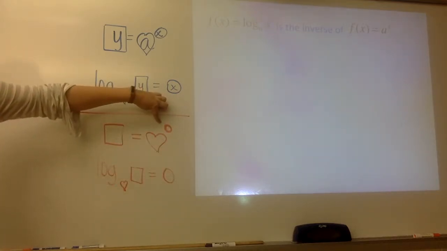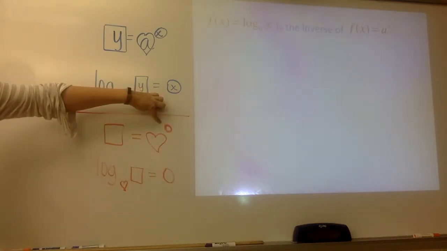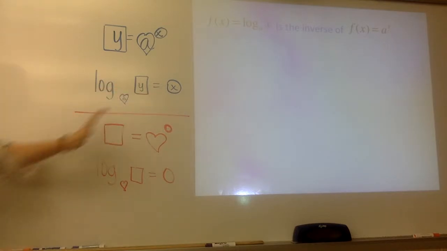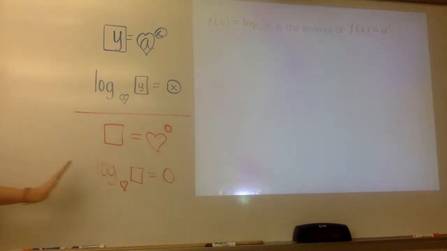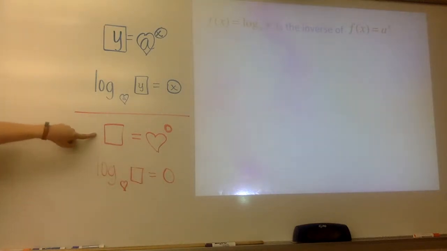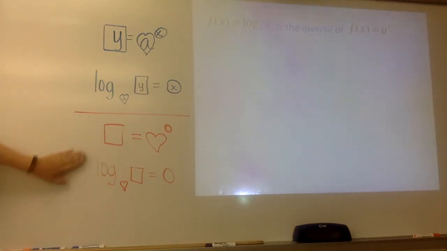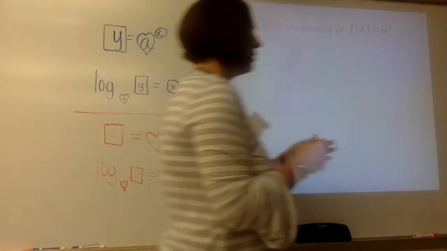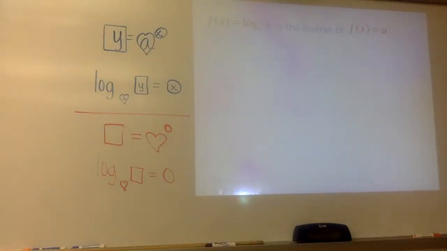Isn't that what's true here? The exponent is the circle. Yes? If you take this and break it down into its parts and translate it to English: the logarithm, the exponent of the heart that gives you the square, is the circle. That's exactly what this says in equation form. Okay, so these two things are what we want to keep in mind. This is going to be important when we get to equation solving, both logarithmic and exponential.